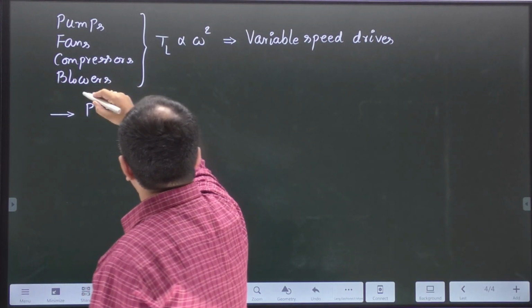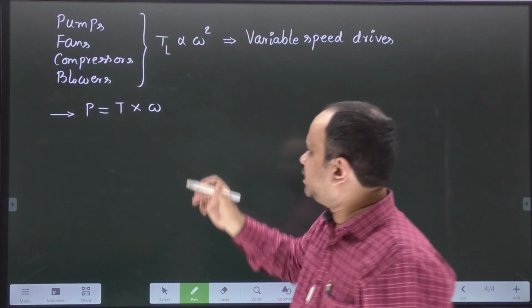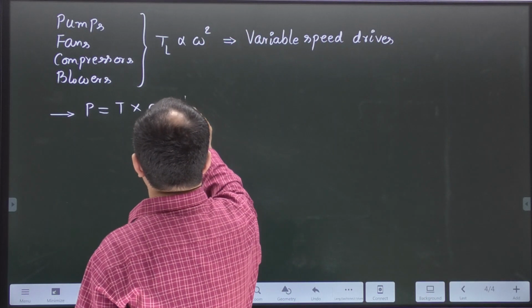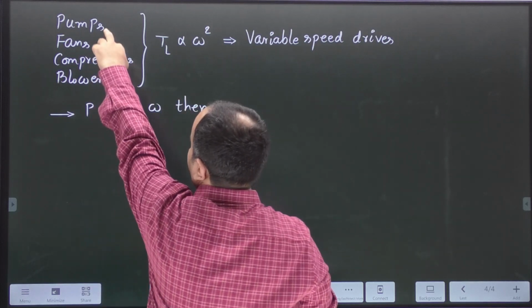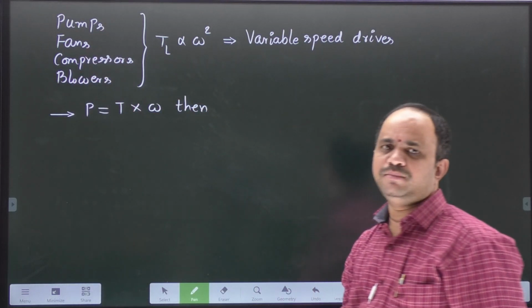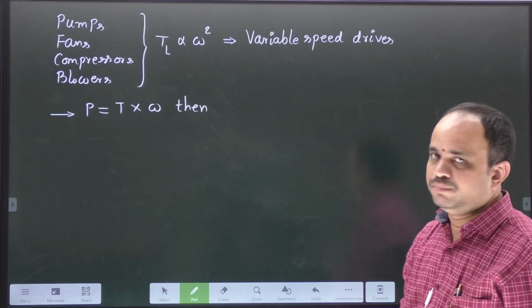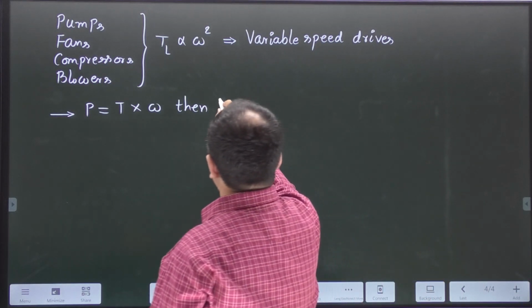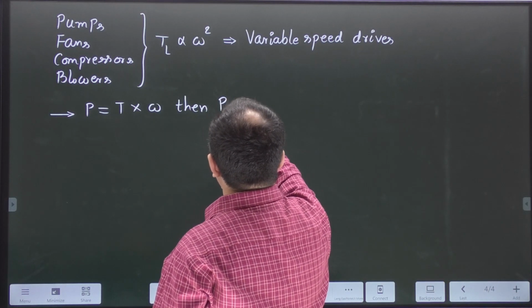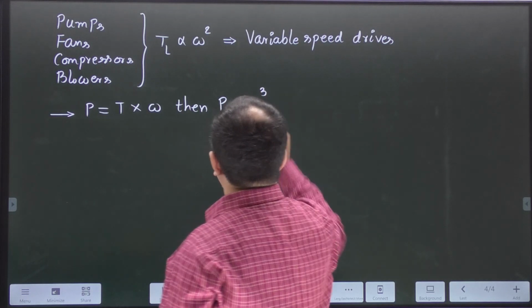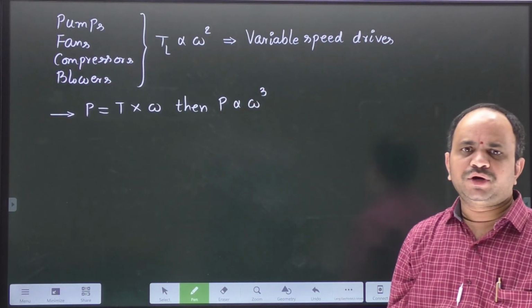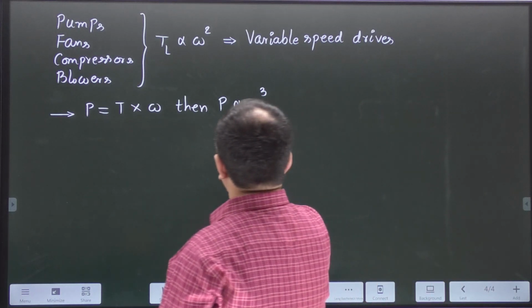Therefore, if T is proportional to the square of the speed, then in these applications we listed here, pumps, fans, compressors and blowers, we can say that simply power is proportional to the cube of the speed.